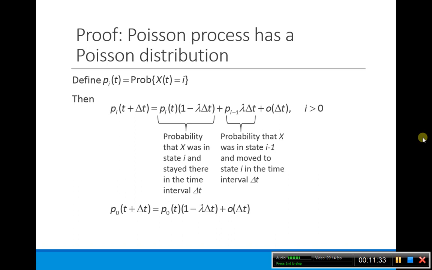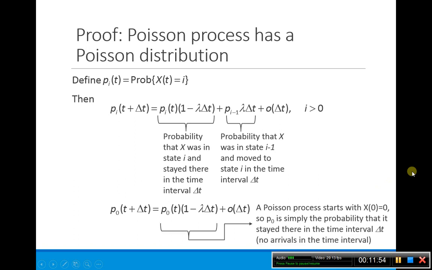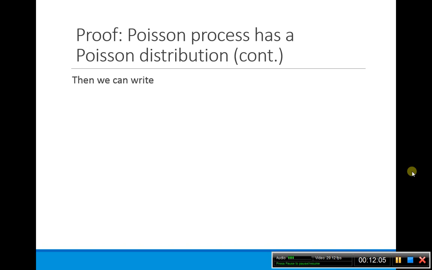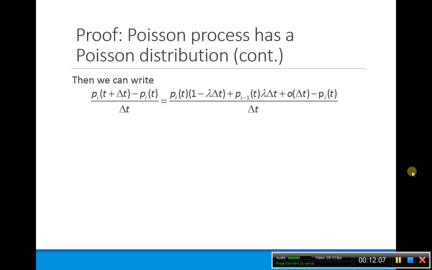Similarly, we can define P_0 of t plus delta t. So this is our initial state. Remember, this is the probability that X of t is in state 0. That's where we started, right? So the only way that we can still be in that state at time t plus delta t is if we stayed in that state, if we didn't move up, because we can't move back down. So here's our P_0. Again, the Poisson process starts there, so the only way to be there is if there were no arrivals during that time period.